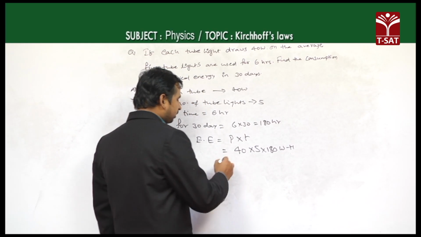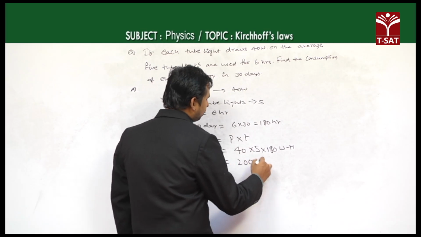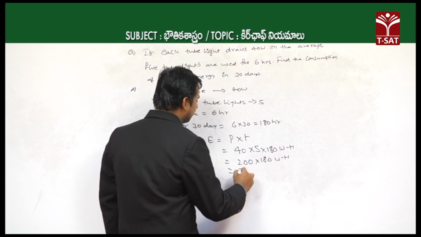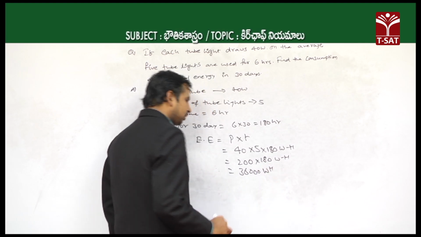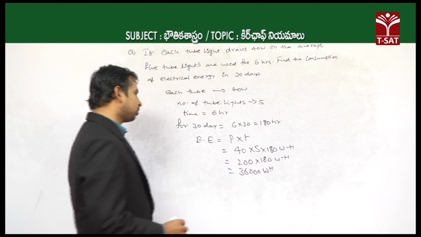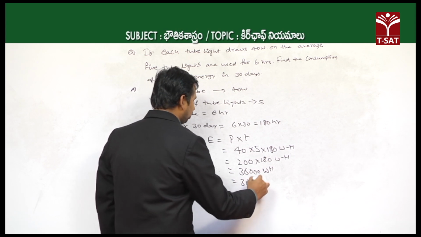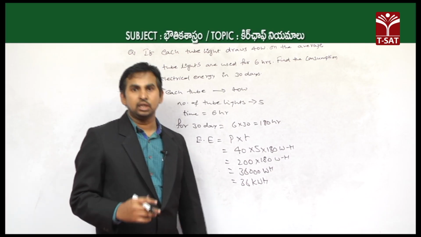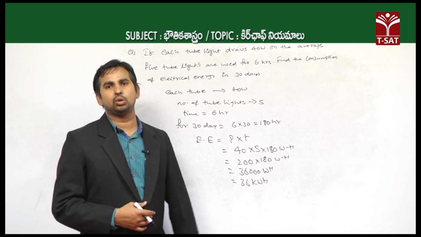If you multiply that, 40 into 5 is 200, into 180 watt hour, or we can also write that as 36,000 watt hours. Then if you divide by 1000, the electrical energy becomes 36 kilowatt hour. So the electrical energy consumed in a month of 30 days is equal to 36 kilowatt hours.